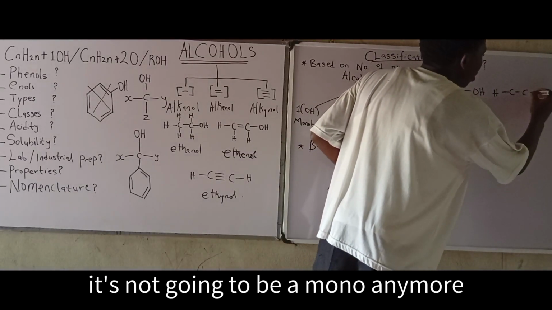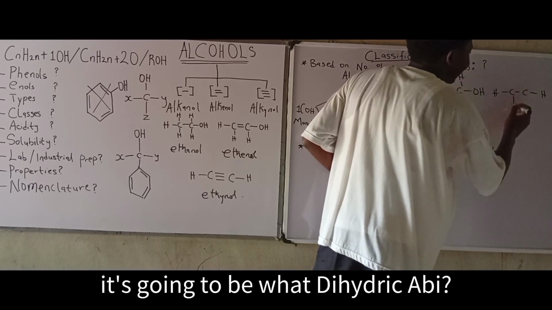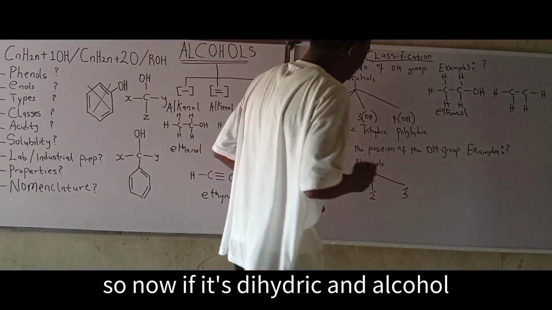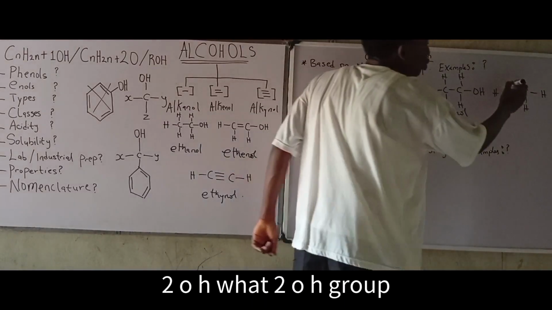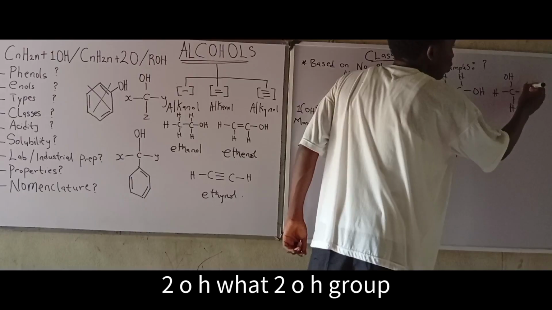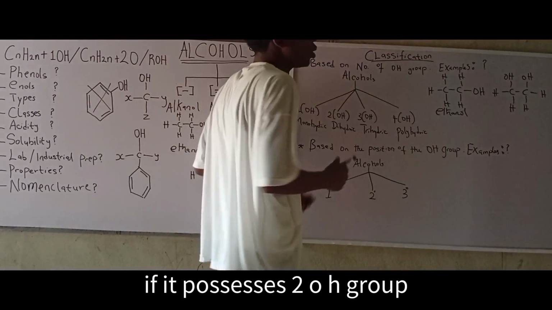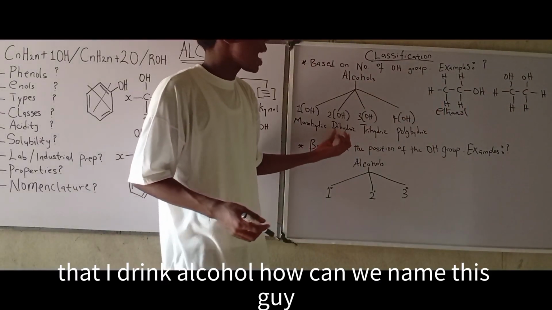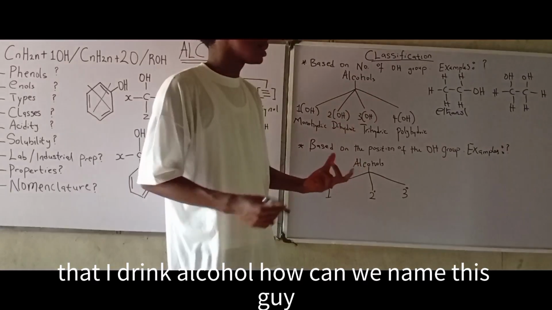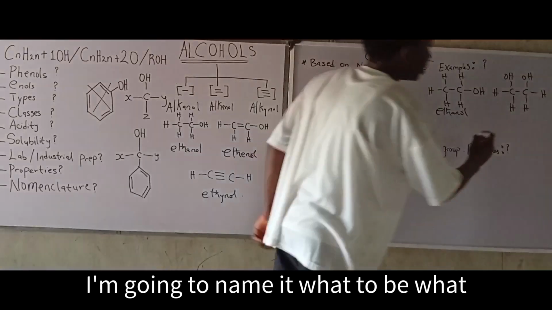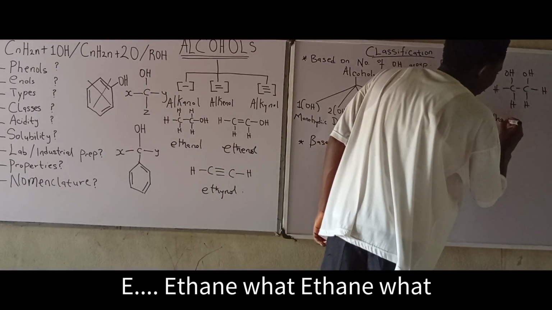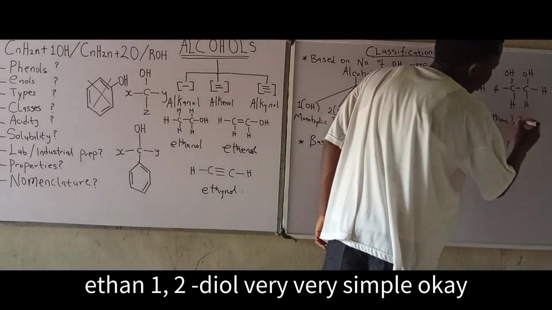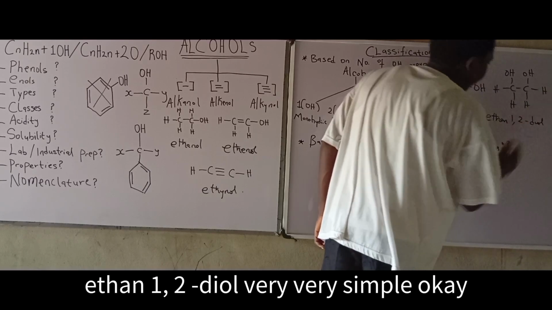Now it's not going to be a mono anymore. It's going to be what? Dihydric. So now, if it's a dihydric alcohol, what is going to happen? It's going to possess two OH groups. If it possesses two OH groups, this example I've shown you now is a dihydric alcohol. How can we name this guy? It's very, very simple. We are going to name it ethane-1,2-diol. Very, very simple.